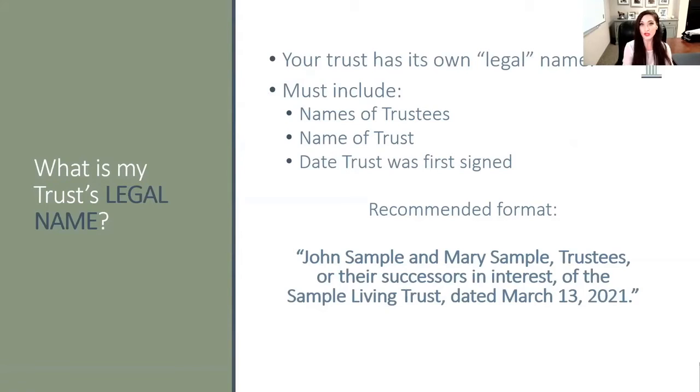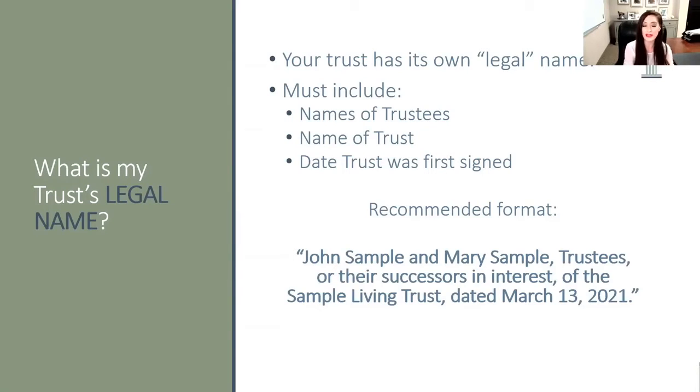So always remember, your trust does have its own legal name, and that legal name has to have a reference to who the trustees are, right? Who holds the assets on behalf of the trust. We also have the name of the trust, just maybe some short version. But the date of the trust is also very important and is part of the legal name of the trust. The date cannot be left off.